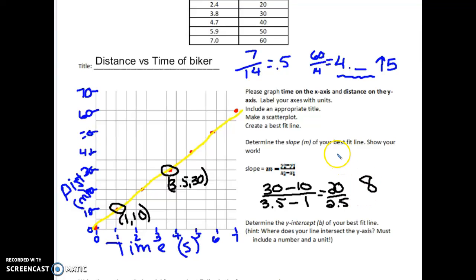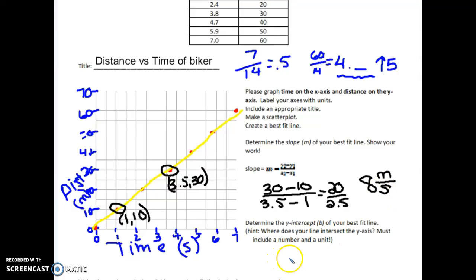Now, 8's not enough because it says show your work. Oh, it doesn't say it, but I thought it said calculate the slope with units. One thing that I'm going to want to include on here is my units. So thinking back to what we were doing, rise over run. So look back at your y-axis. You were graphing distance in meters on your y-axis. So the meters is the amount of rise. Look at your x-axis. Seconds is the amount of run. So I'm going to say 8 meters for every second.